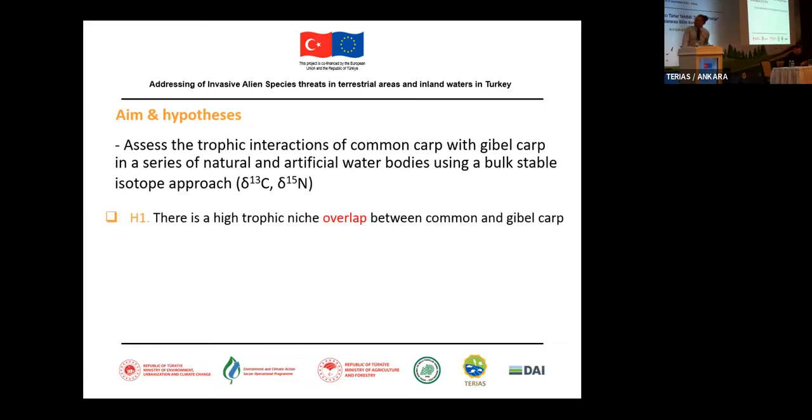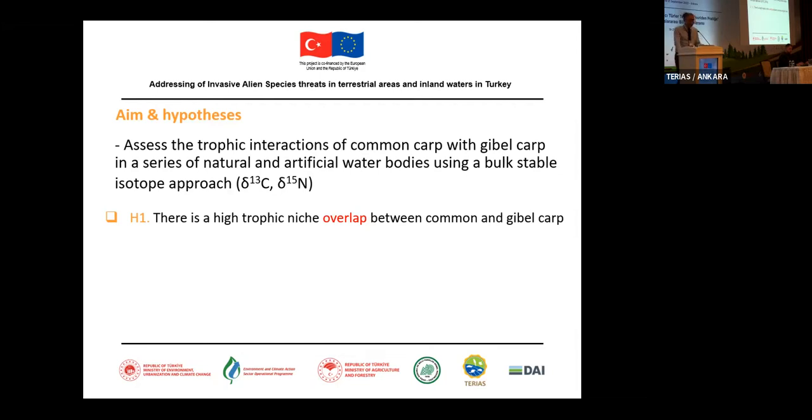Starting from this idea, we composed our aims, and based on this aim, several hypotheses. Here you see our general aim: to see the trophic interactions of common carp with gibel carp in a series of natural and artificial water bodies. Then we used a bulk stable isotope approach. I'm going to talk about it a bit more, but not in too much detail because it's quite technical. We mainly use trophic isotopic niche overlaps.